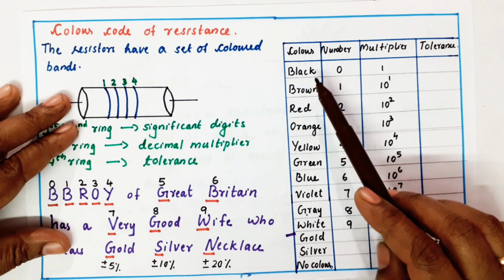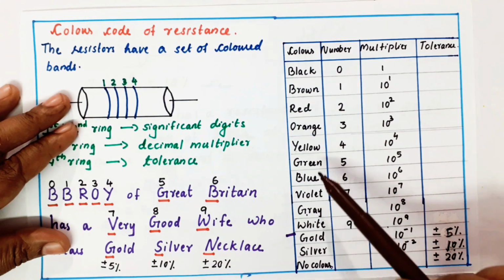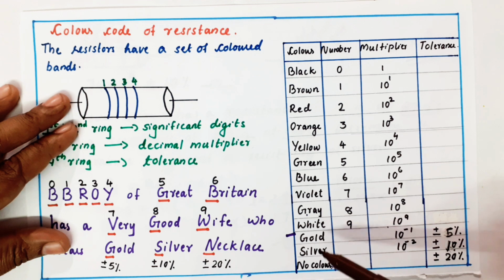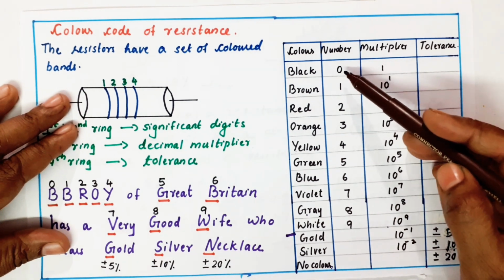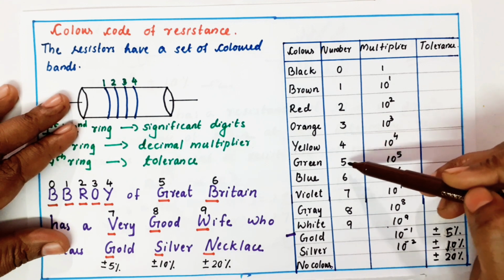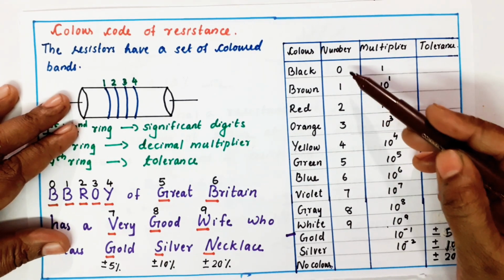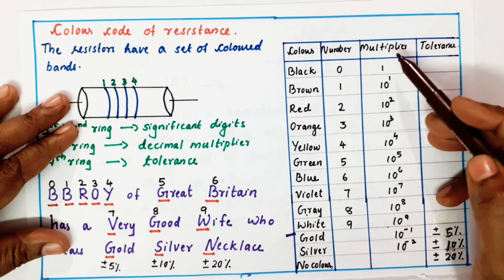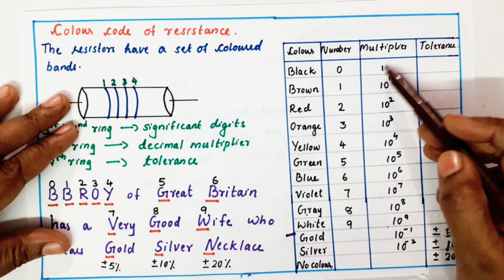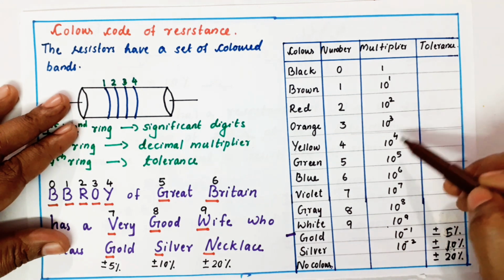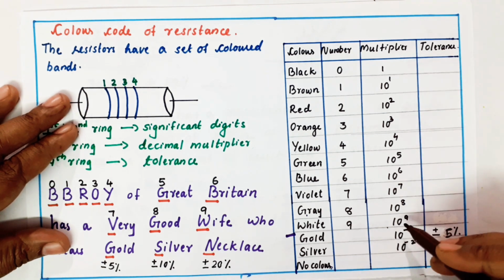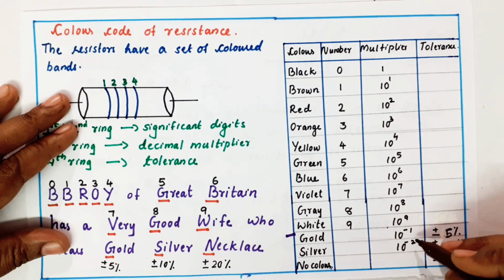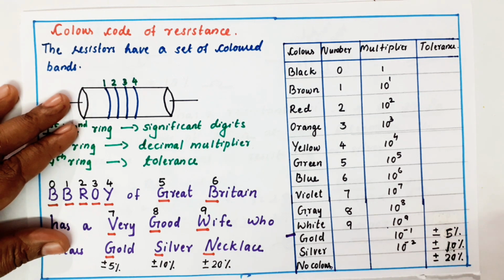Under color you write black, brown, red, orange, yellow, green, blue, violet, grey, white, gold, silver and no color. Okay, so I gave the colors like this. And you can understand the numbers as 0, 1, 2, 3, 4, 5, 6, 7, 8 and 9. For the multiplier you can write 10 power 0, 10 power 1, 10 power 2, 10 power 3, 10 power 4, 10 power 5, 10 power 6, 10 power 7, 10 power 8, then 10 power 9. Next is 10 power minus 1, and another one is 10 power minus 2.